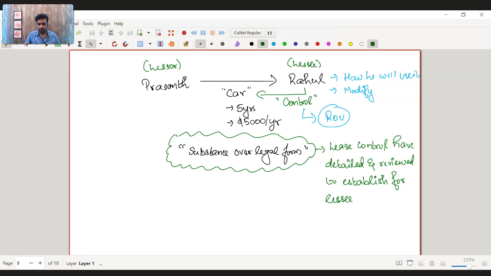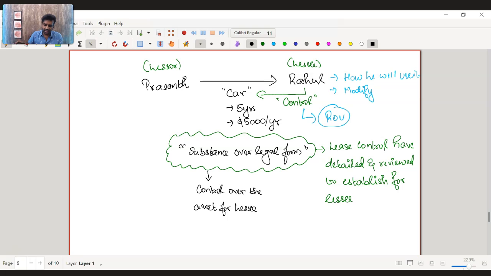But if the owner, the lessor, is saying, you can use this asset, but only for parking space, you cannot put, let's say, shutters in it and give it for shops for rental. No, that you can't do. That's not a lease contract. It's a normal rental agreement. So when it comes to substance over form, you need to establish the control over the asset for the lessee. The lessee should have the control over the asset.